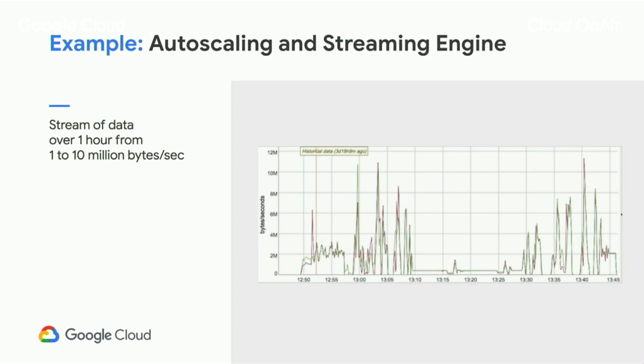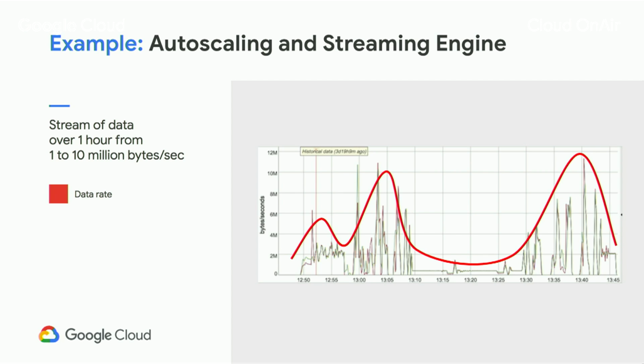Let me give you an example of how autoscaling was improved with the streaming engine. I have a stream of data that I collected over a period of 1 hour, and that stream ranged from 1 to 10 million bytes per second. And I have two distinct spikes, increases in this data stream, somewhere closer to the first third of the time period, and then at the end of the time period.